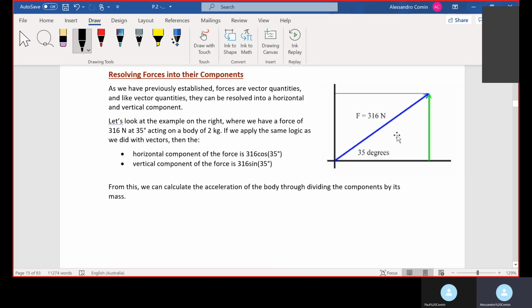But just remember, this is cos theta, so F cos theta, and this is F sine theta. Please do not mix up sine theta and cos theta. You will lose easy marks, and it's honestly heartbreaking sometimes to watch this.